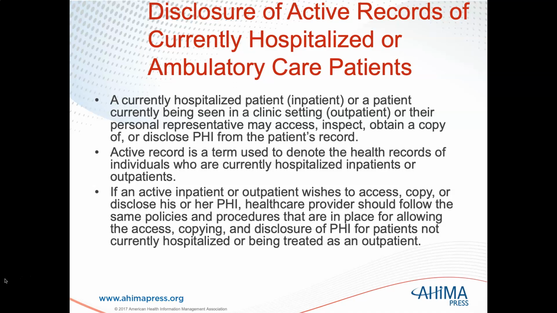Active record is a term used to denote the health records of individuals who are currently hospitalized as inpatients or receiving care as outpatients. If an active inpatient or outpatient wishes to access, copy, or disclose his or her PHI, the healthcare provider should follow the same policies and procedures that are in place for allowing the access, copying, and disclosure of PHI for patients that are not currently hospitalized or being treated as an outpatient.